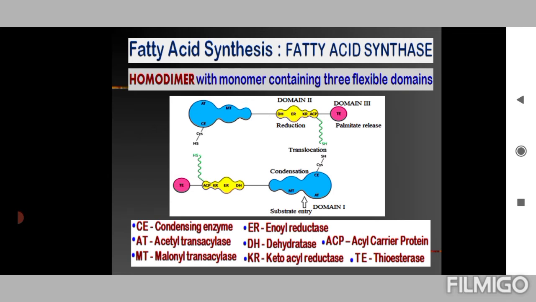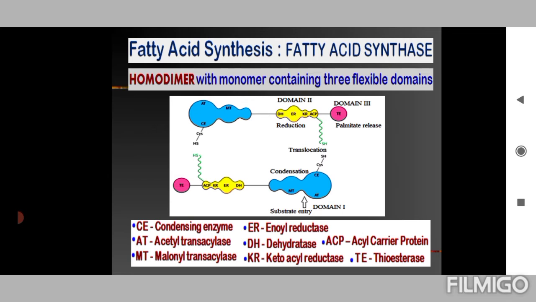Domain 2 is the reduction unit, where acyl carrier protein, ACP, is present. We will discuss more about ACP in the next slide. There are beta-ketoacyl reductase enzyme, dehydratase enzyme, as well as enoyl reductase enzyme in this domain 2. And domain 3 is the palmitate release unit. It has the thioesterase enzyme in it.